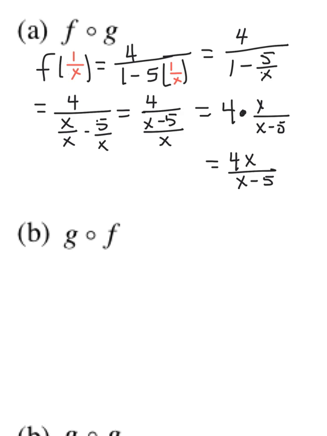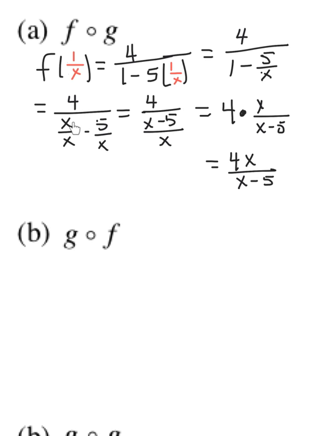Then I took this 1 and I changed it to x over x, because this is a number 1 and this is a fraction. And in order for me to subtract a fraction from a whole number, I need to change that whole number to have a common denominator with this fraction. So I changed the 1 to be x over x. And that's what I get right here. X over x minus 5 over x.